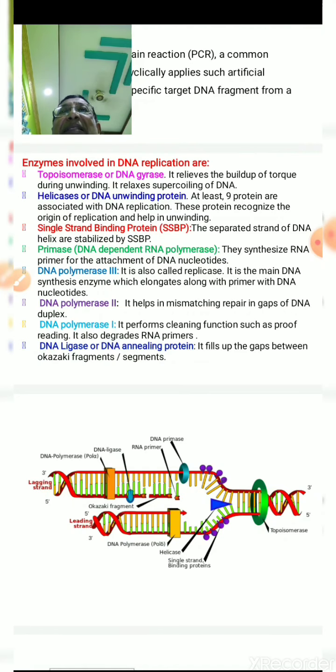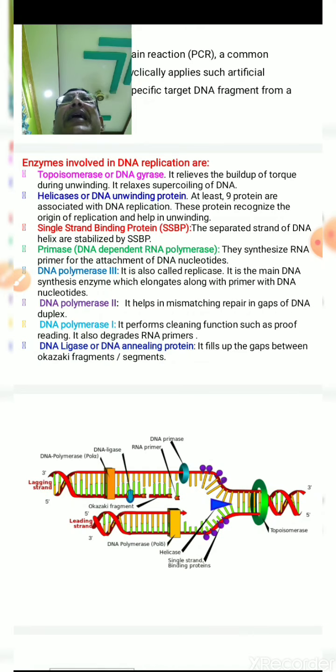And lastly, you will get DNA ligase, or DNA annealing protein. It seals the gaps between the Okazaki fragments. In the lagging strand, we know that synthesis is not continuous, it is discontinuous, so naturally there are many gaps. Those gaps are ligated, that is, the Okazaki fragments are ligated by this DNA ligase. So here I have given some of the most important enzymes of DNA replication. It's not necessarily sufficient, and you can add more.